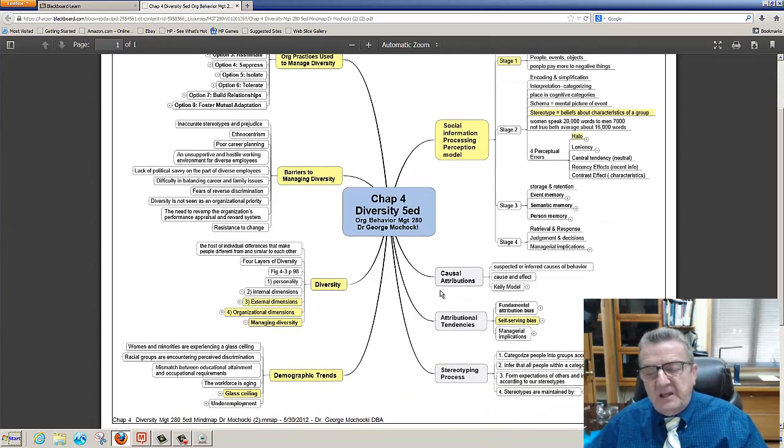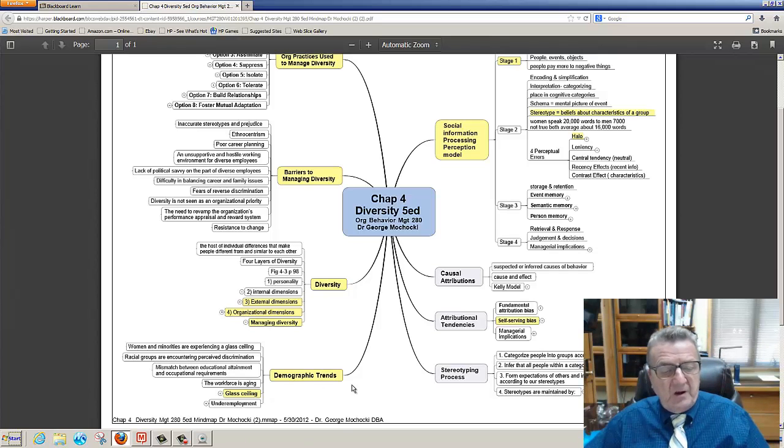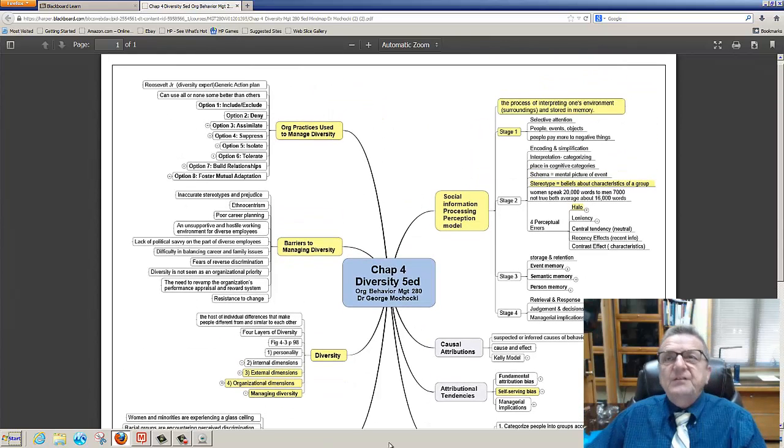Then you have causal attributes. There are things that you look at. Kelley's model is cause and effect. You see certain triggers that will trigger something else, or signs that we should pick up. Okay, stereotyping process, demographic trends, diversity, internal dimensions, external dimensions. Now, before I go on there, you see, you have this first stage. This is all, excuse me, in a concept map.